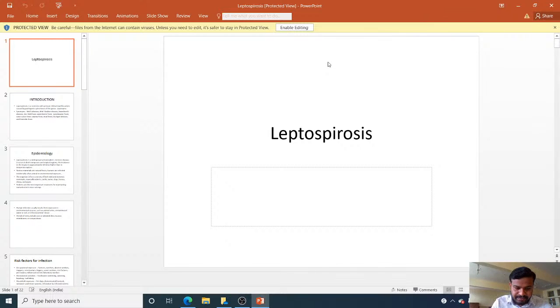Okay, so leptospirosis is one of the diseases we usually see in our intensive care settings and also in OPDs. Many of the cases go undiagnosed, but still, patients with severe disease come with jaundice, pulmonary symptoms and all. So we are going to discuss this disease in detail.